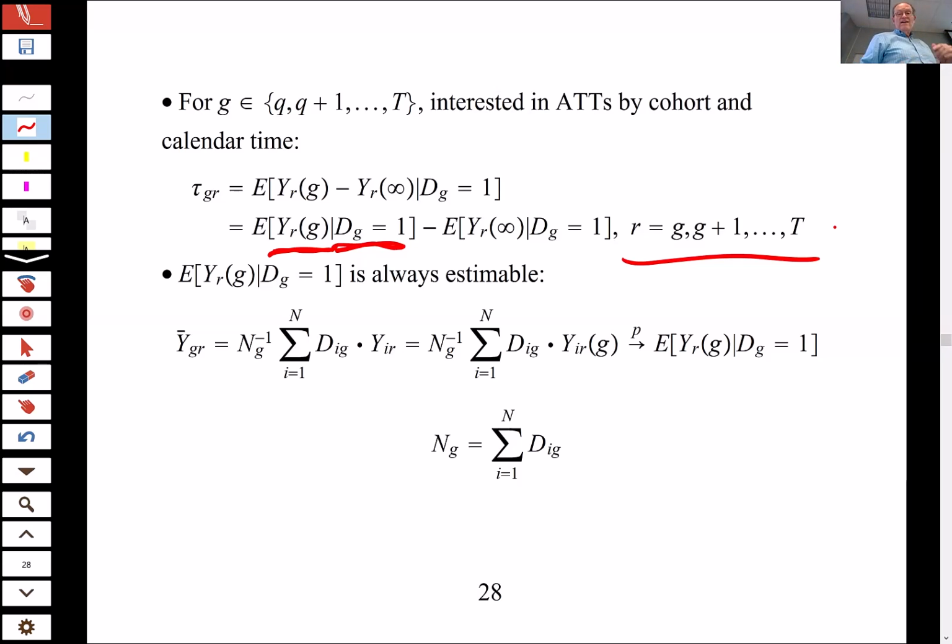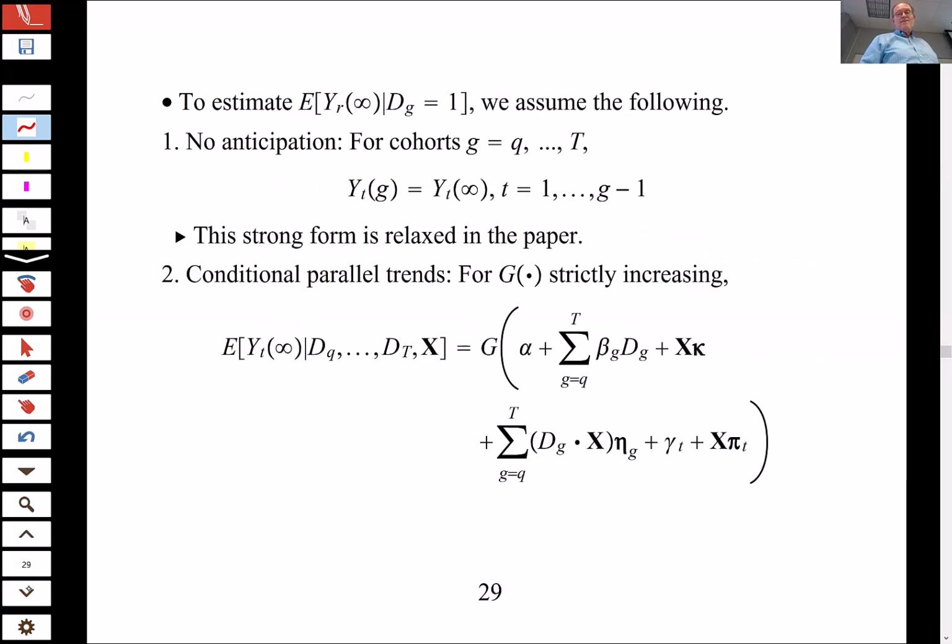Okay, so the key assumptions are a no anticipation assumption again. With staggered rollouts, I think this becomes an even more questionable assumption because units treated later know that a policy change has occurred and they may be changing their behavior. So that is potentially a problem.